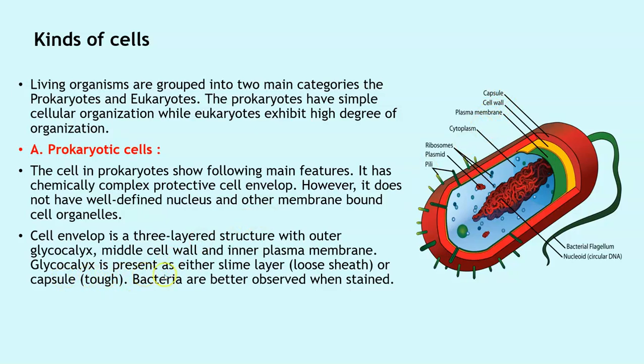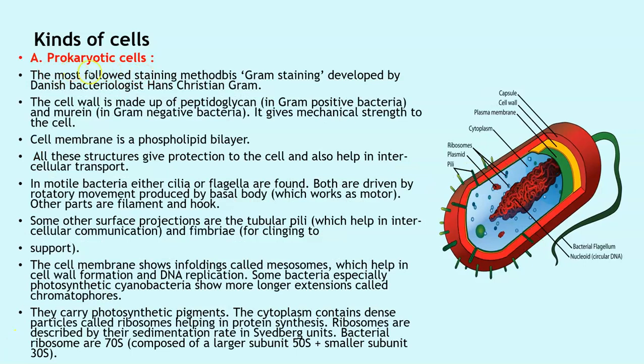Glycocalyx is present as either a slime layer or a loose sheet or a capsule, which is a tough sheet. Bacteria are better observed when they are stained. Further, when we are trying to understand the prokaryotic cell, let us look at the characteristics ahead.